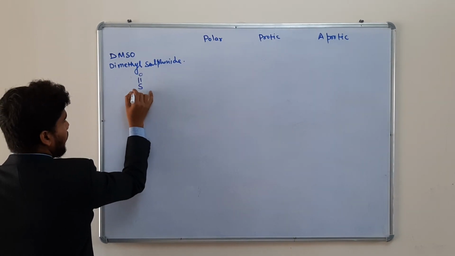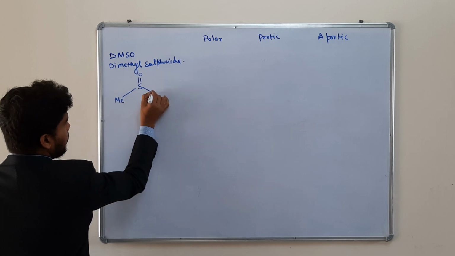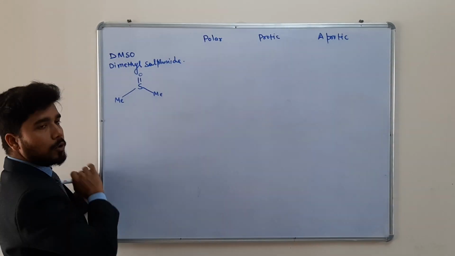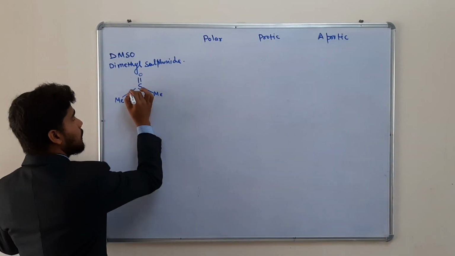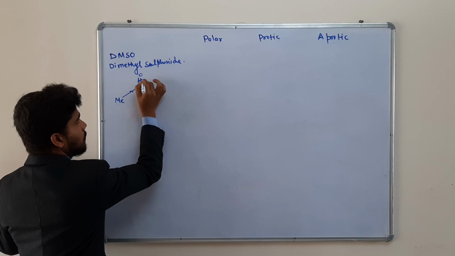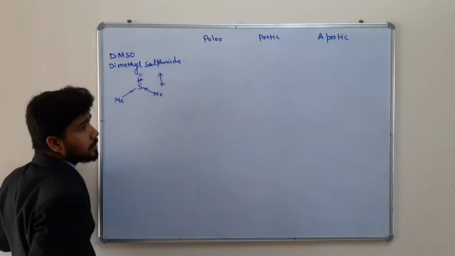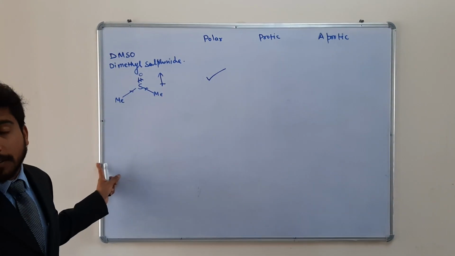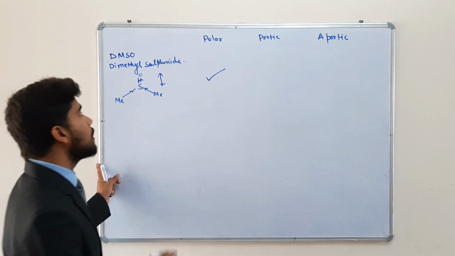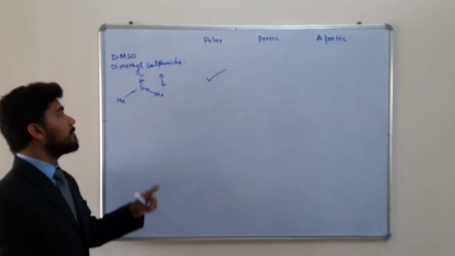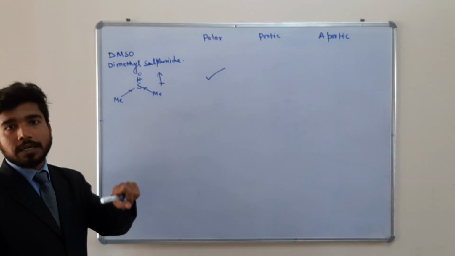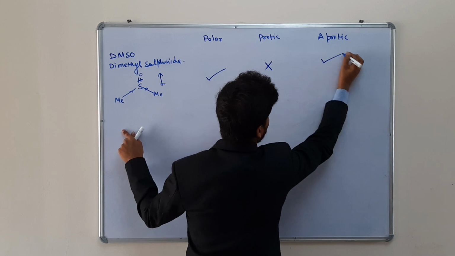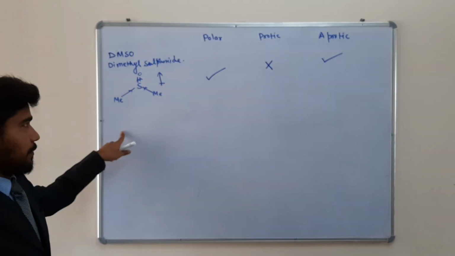This is sulfoxide and you attach two methyl groups with it. Methyl means CH3. Now, whether it is polar or not, for that you will have to see the net movement of electrons. So net dipole moment will be in this direction. So this is a polar compound. Now can it donate hydrogen H+ ions to any other compound? No, because it does not have any hydrogen atom attached to an electronegative element. So it is not a protic solvent. So it will come into the category of polar aprotic solvent.